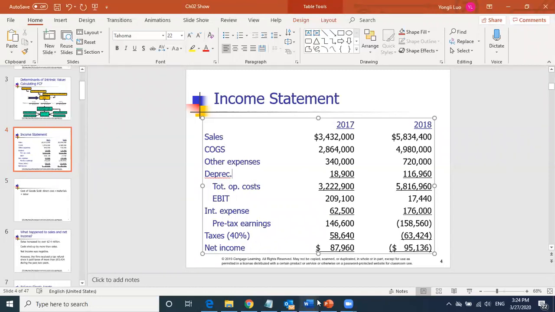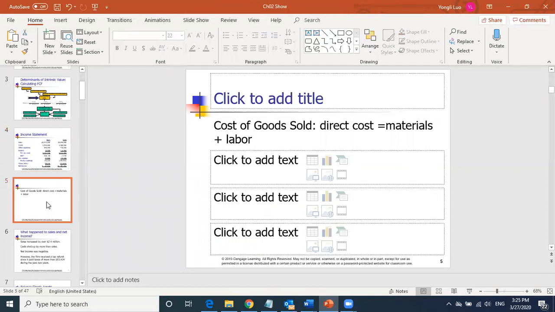Can you do an example of how you calculate depreciation? Yeah, so we're going to talk about the depreciation later, how to get the depreciation. Okay, thank you.